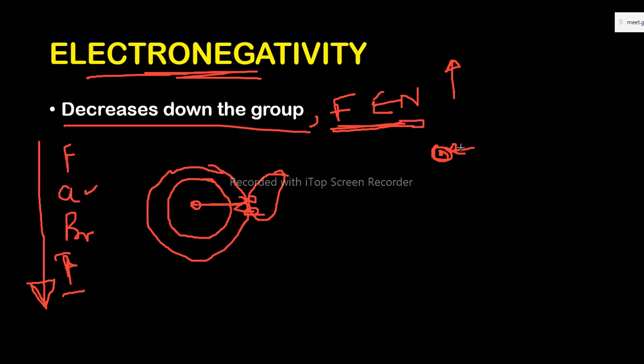And so as a result, if fluorine bonds to any element, maybe this is fluorine and this is another element that fluorine is bonded with, the bonding electrons, the two electrons in this bond, will be strongly attracted to this nucleus of fluorine, which makes it have an abnormally high electronegativity compared to other group members.